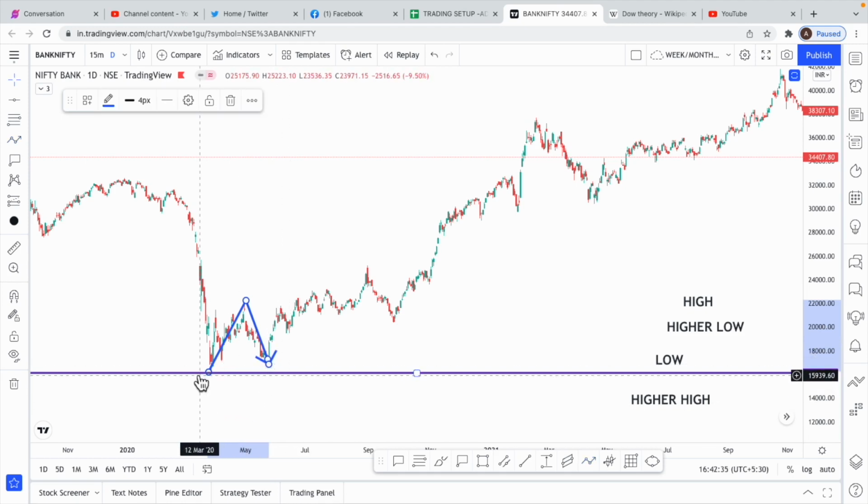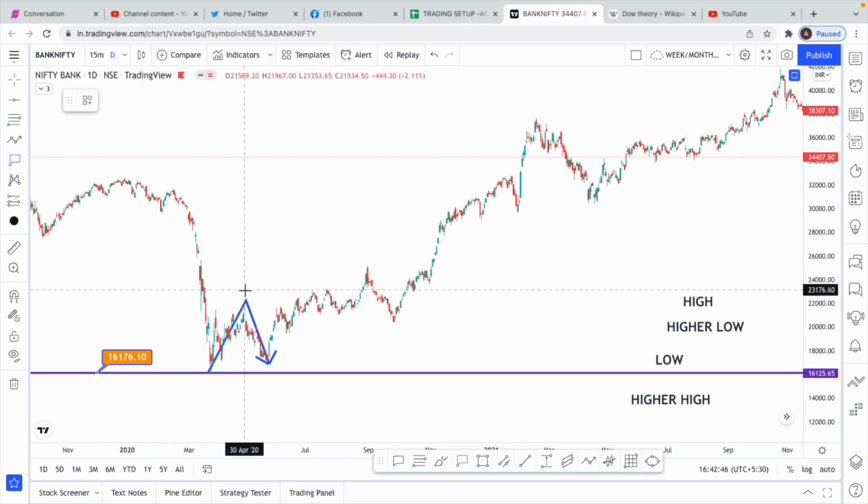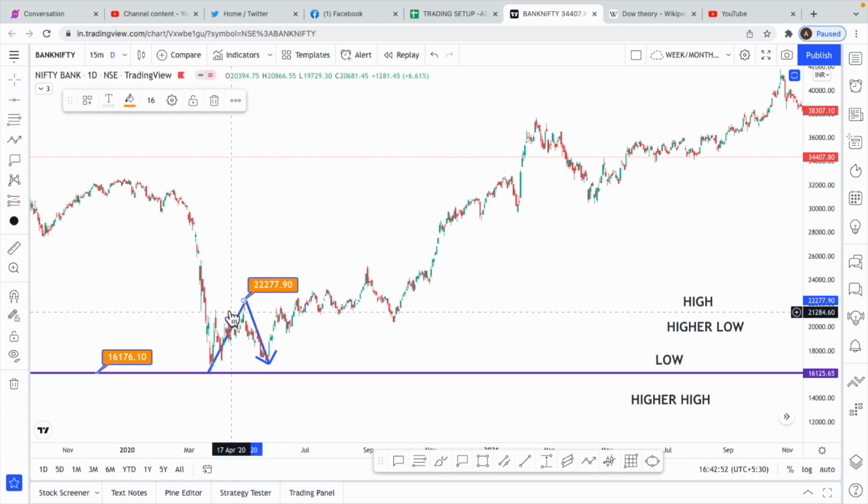So now this low, I'm going to mark the point. It is at 16,176. So the market went high, right? I'll mark that high point. What is the high point? Around 22,200. Then again when we came low, did we break this previous low?